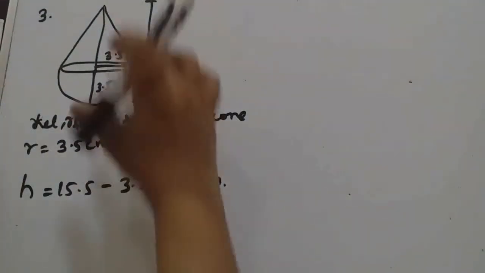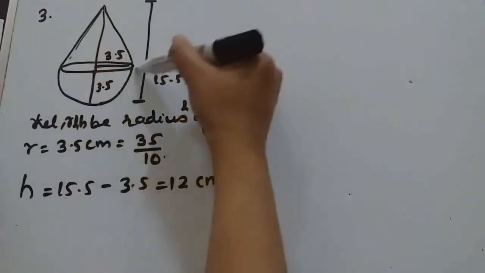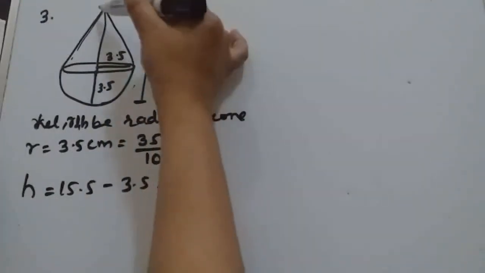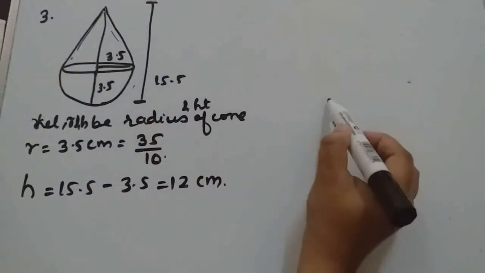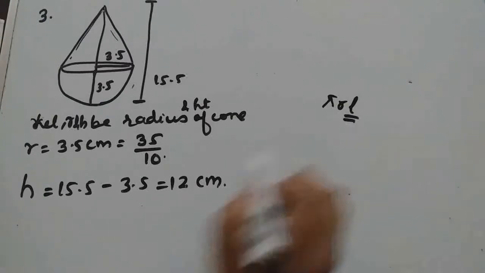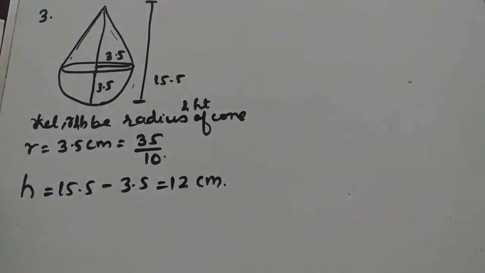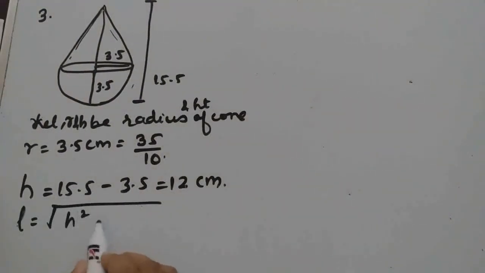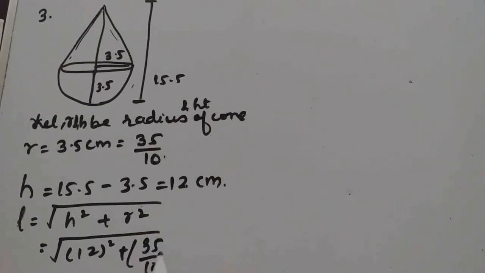So the total surface area of the toy means the curved surface area of the cone plus the curved surface area of the hemisphere, isn't it? For the curved surface area of the cone we need pi r l. We need L, isn't it? We know one relation between L, H and R: L is the square root of H square plus R square. So H square means 12 square, and R is 35 by 10.